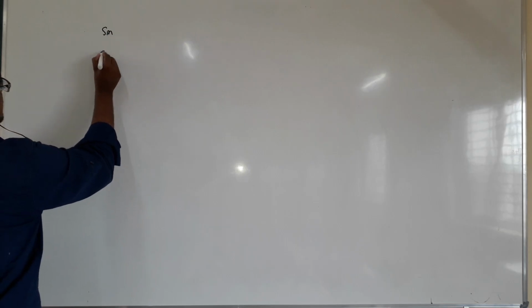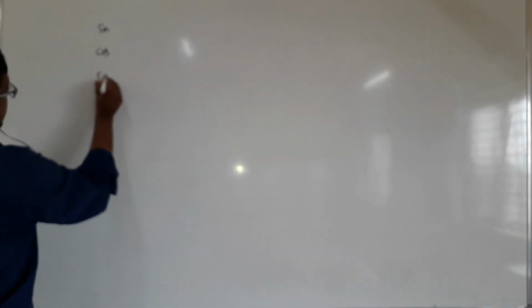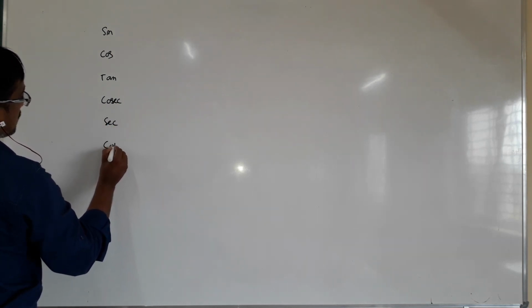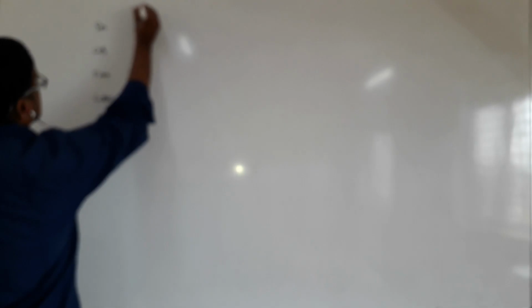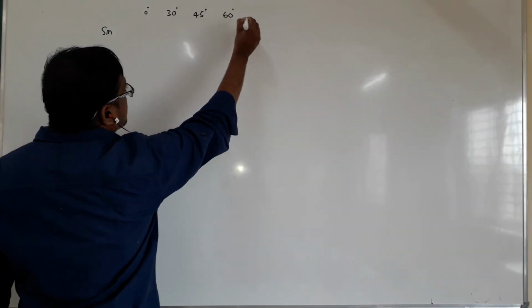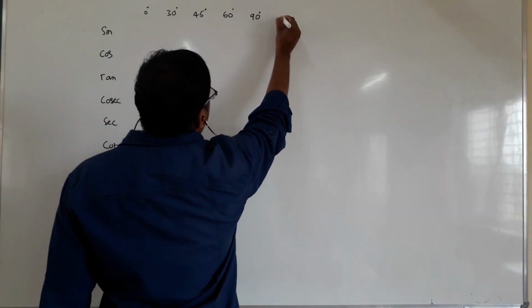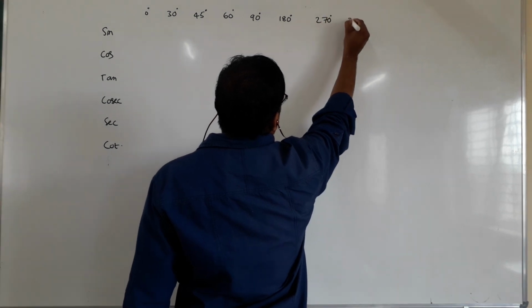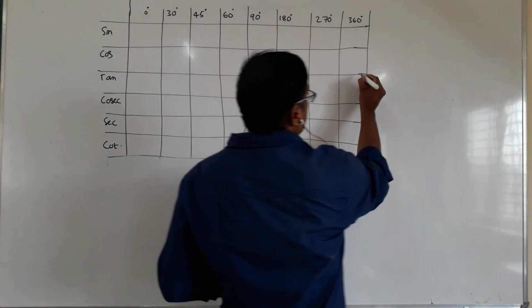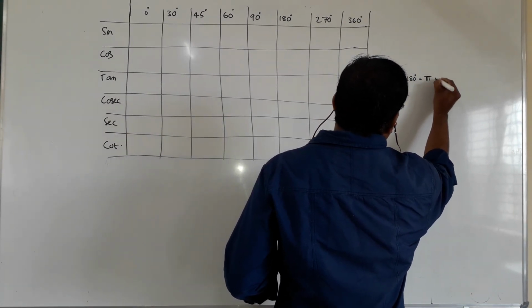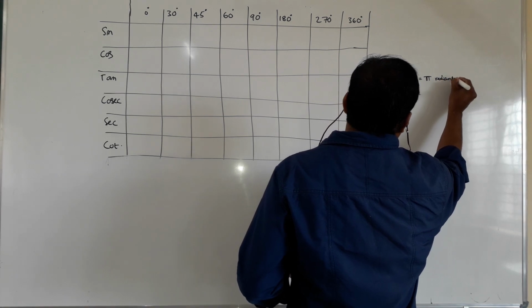Now let us write the functions sin, cos, tan, cosecant, secant, cot. And the angles are 0 degrees, 30 degrees, 45 degrees, 60 degrees, 90 degrees, 180 degrees, 270 degrees and 360 degrees. Remember that 180 degrees is taken as pi radians.